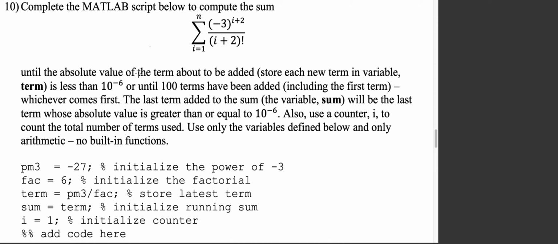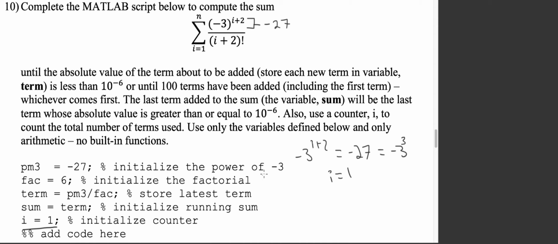So let's figure out what our initial I was, because apparently we're initializing all this stuff. So we're just going to do this one right here. PM3 is equal to negative 27. And I think this is referencing this part. So we have negative 3 to the I plus 2 is equal to negative 27, which we also know is negative 3 cubed. So I is equal to 1 to start off. And it even tells us here I equals 1. So we're making sure there's no mistakes in this.